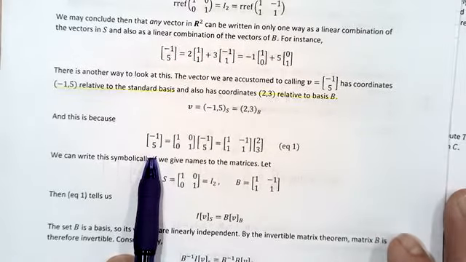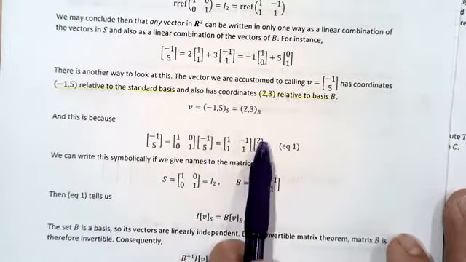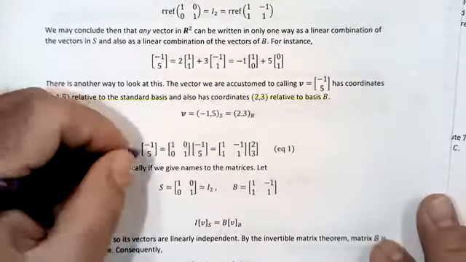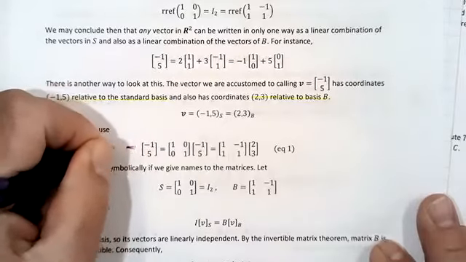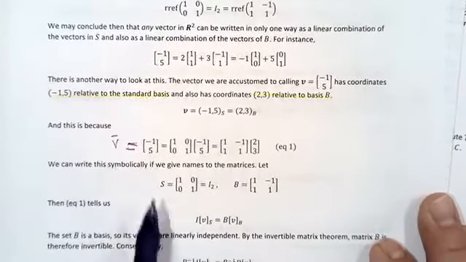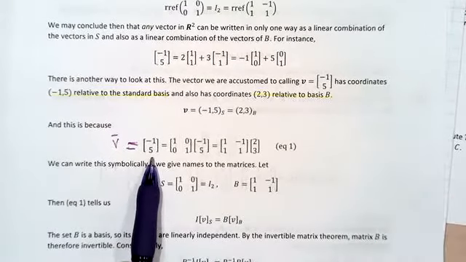So two sets of coordinates, (-1, 5) and (2, 3), describe the very self-same vector V, and the vector V is the vector that has coordinates (-1, 5) in the standard basis. That's the one I have in mind.